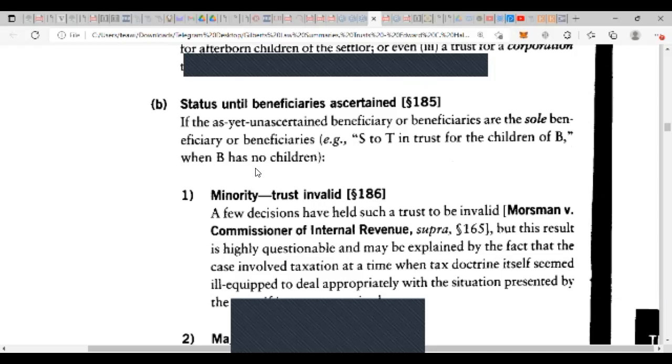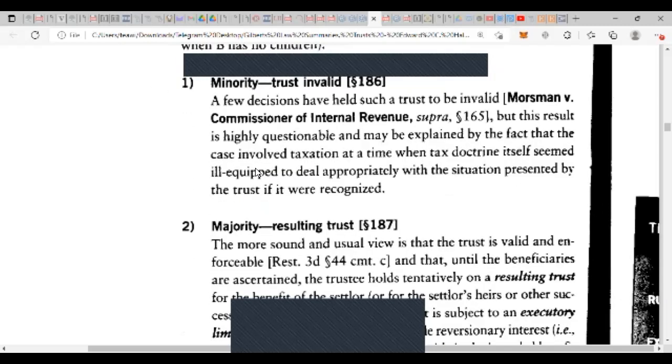Number 1, minority trust invalid. Section 186. A few decisions have held such a trust to be invalid. Morrisman versus Commissioner of Internal Revenue, but this result is highly questionable and may be explained by the fact that the case involved taxation at a time when tax doctrine itself seemed ill-equipped to deal appropriately with the situation presented by the trust if it were recognized.